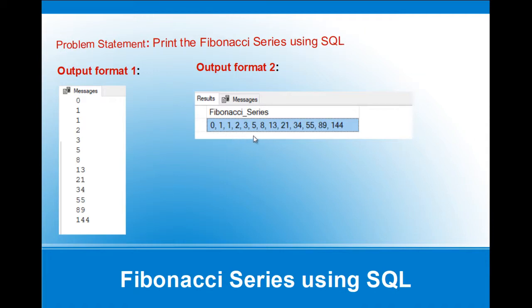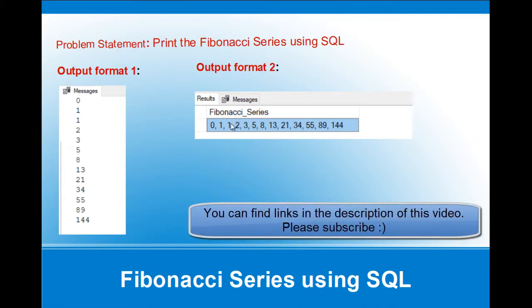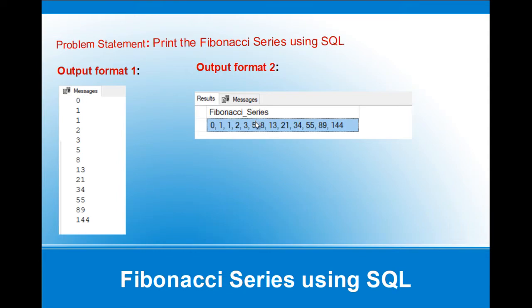In the Fibonacci series, for example, the value 3 is the sum of its two previous values. 1 plus 2 is equal to 3, and 2 plus 3 is equal to 5. 3 plus 5 equals 8. So every number generated is the sum of its preceding two numbers. For example, 8 is the sum of the preceding two numbers, 5 and 3, and 13 is the sum of the preceding two numbers, 8 and 5. So that's the Fibonacci series.